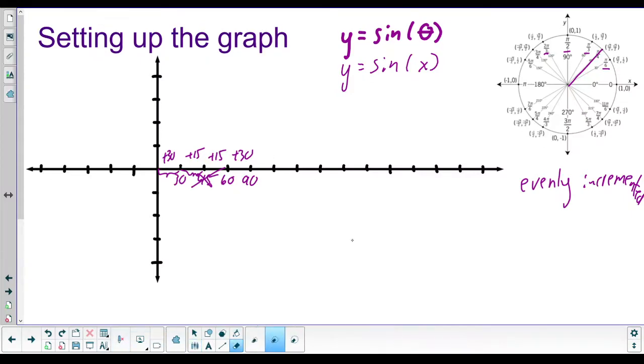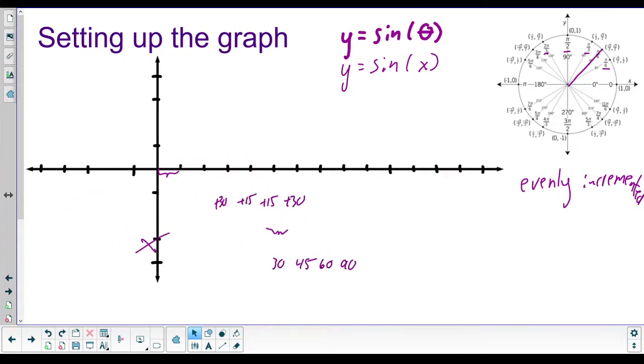Let me just show you the axis and then we'll go, oops, that's not what I wanted to do. I love Smart Notebook so much. It's such a great program, you guys.